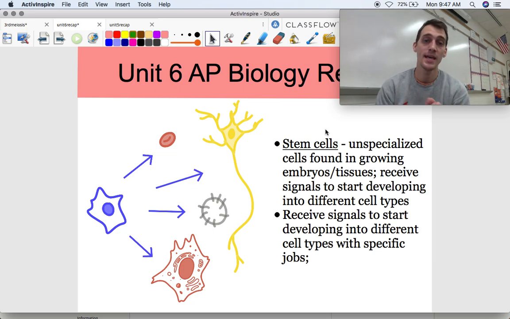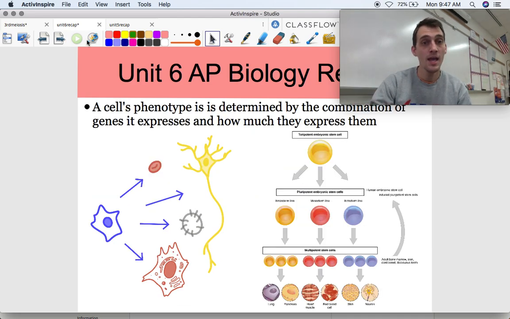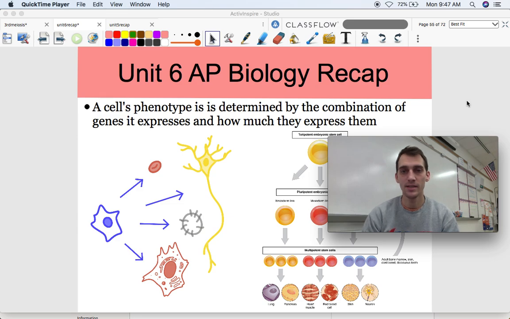I cannot stress that enough. Different cells have different jobs to do, and how they control their different jobs is by the genes that they express and the genes that they don't express. There you go. Okay, here's an immune cell, here's a red blood cell, here's a neuron, here's a stem cell. It can become anything else but that the body tells it to. A cell's phenotype is determined by the combination of genes it expresses and how much they express them. Been over that. I'm just going to move on.